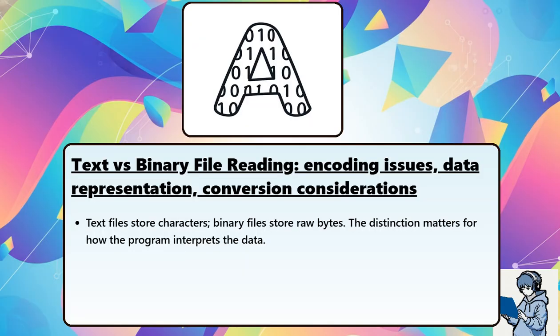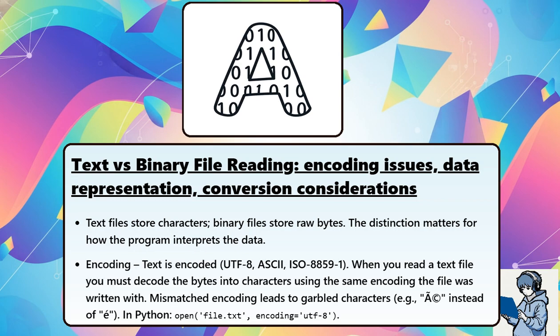Text files store characters, binary files store raw bytes. The distinction matters for how the program interprets the data. Encoding. Text is encoded in UTF-8, ASCII, or ISO 8859-1. When you read a text file, you must decode the bytes into characters using the same encoding the file was written with. Mismatched encoding leads to garbled characters, for example a tilde-e instead of e acute. In Python, you open the file with encoding UTF-8.